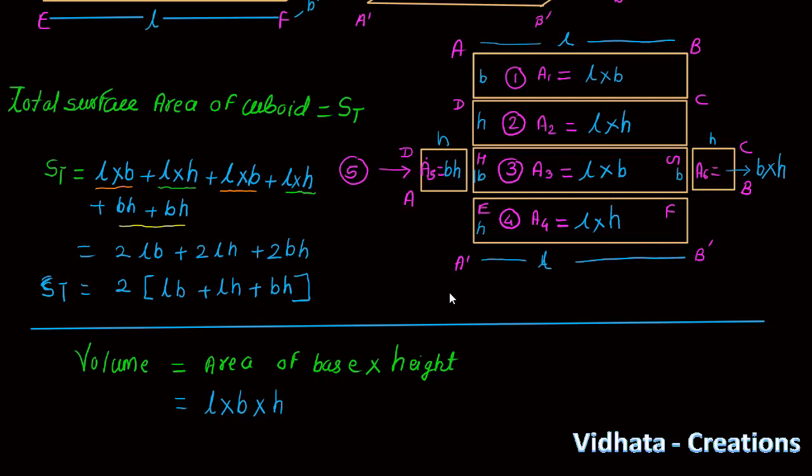In this way, you can easily calculate, by using the art of mensuration, the total surface area of a cuboid and the volume of a cuboid.